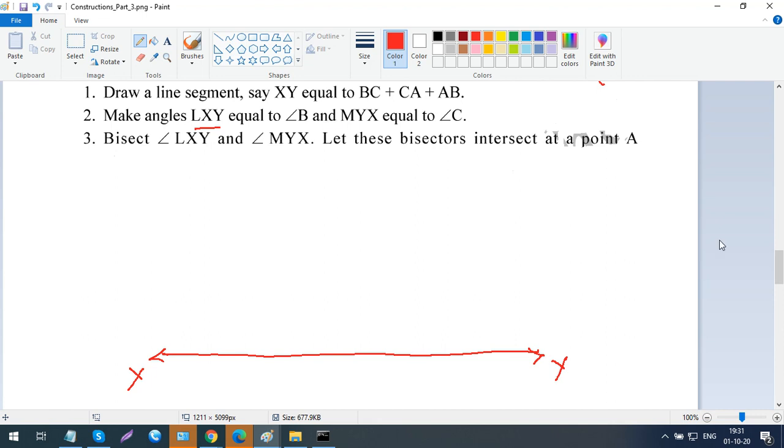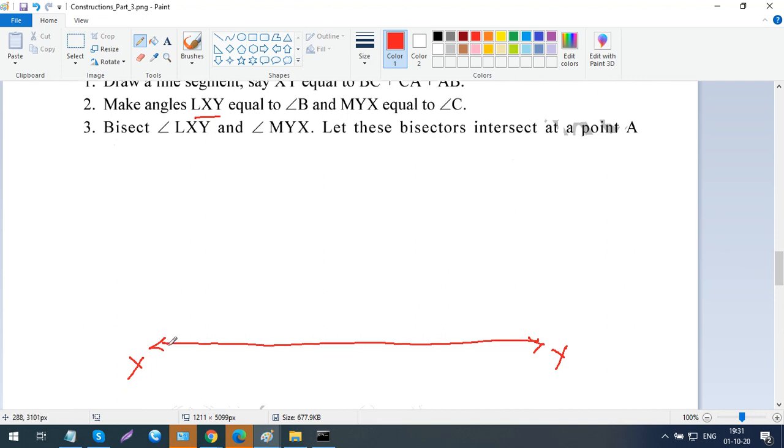So there are two angles given, right? So you make those angles. Let's say this is one point and this is one point. At X and Y, you make one angle, this particular angle over here, and this particular angle over here. Whatever the angle is given, you have to make that angle.